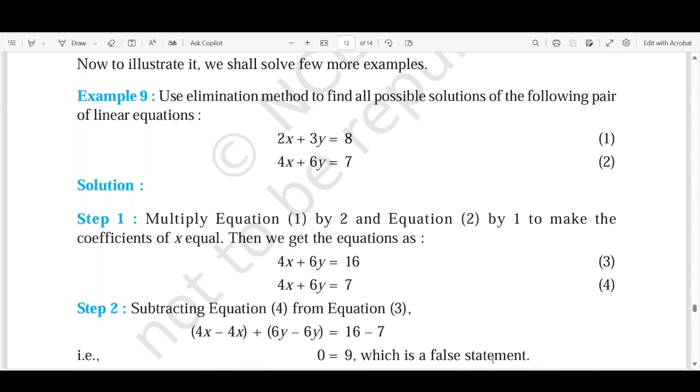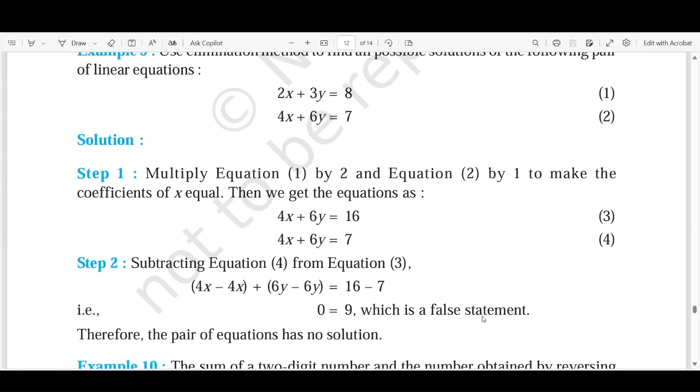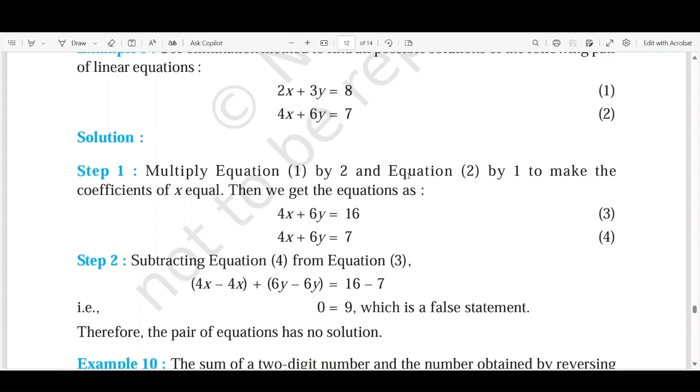Anyhow, we'll proceed with the method of elimination. So first we try to multiply the first equation by 2, so that we will be resulted with 4x plus 6y equal to 16, and the second equation we are not going to do anything, or simply we can just multiply it by 1. Now if we try to subtract the first equation from the second equation or second equation from the first equation, you will be resulted with the statement 0 equal to 9. This statement is false. So what we conclude is the given pair of linear equations will have no solution.